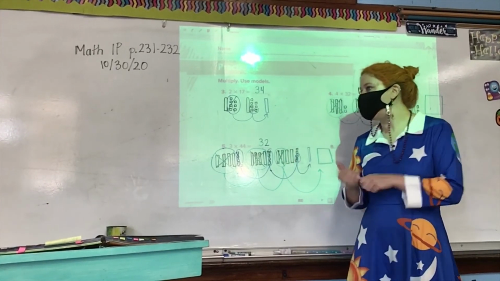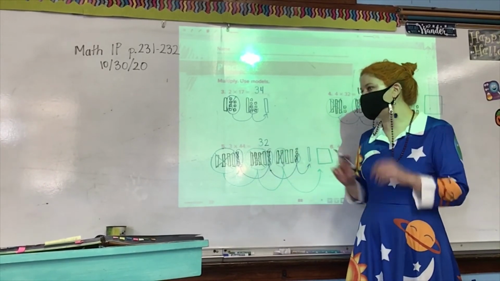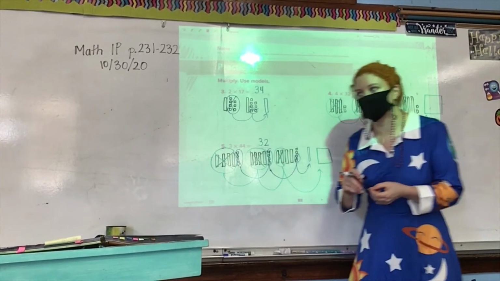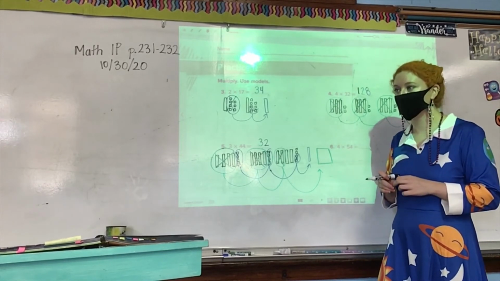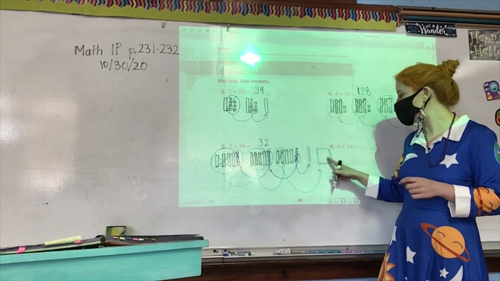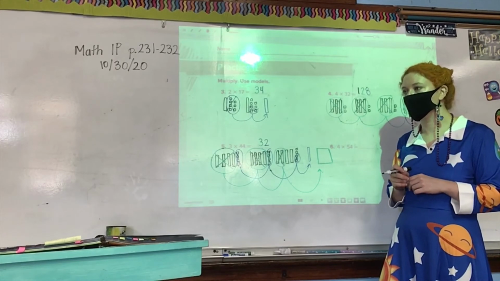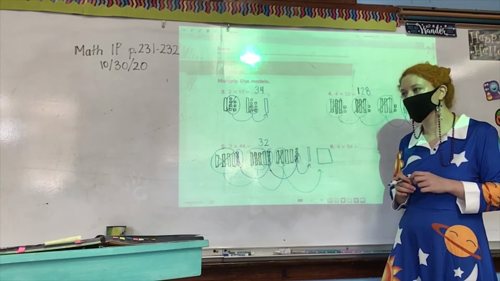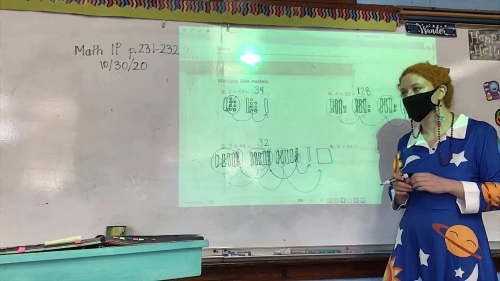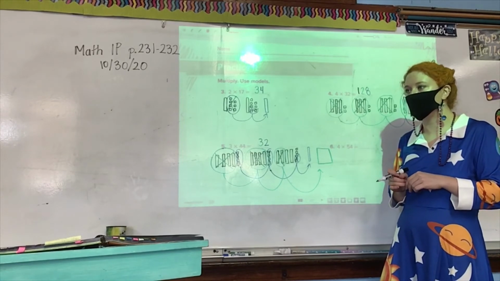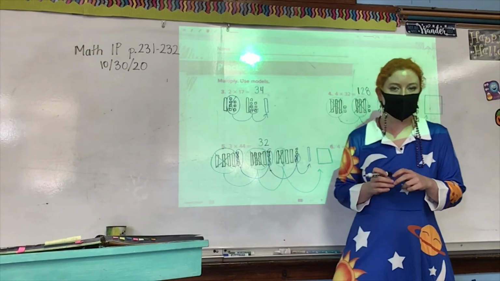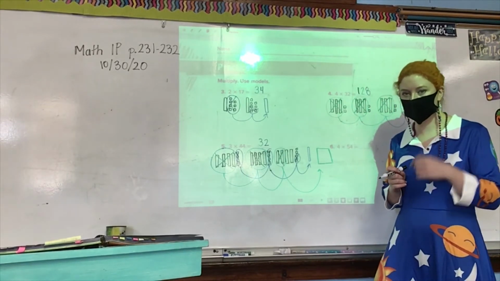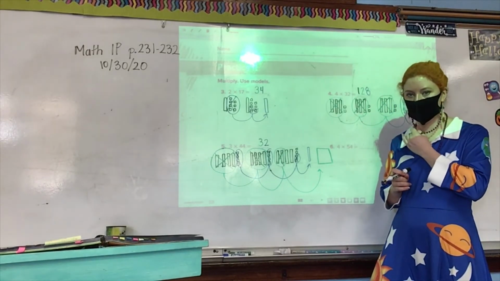Add it? Not add it, because that would mean I'd be taking 32 and adding 100, which may work in some cases, but won't always work. So I don't add it. What do I do with that 100? Who can help her out? What do I do with that 100? Smith? Regroup it to the product.